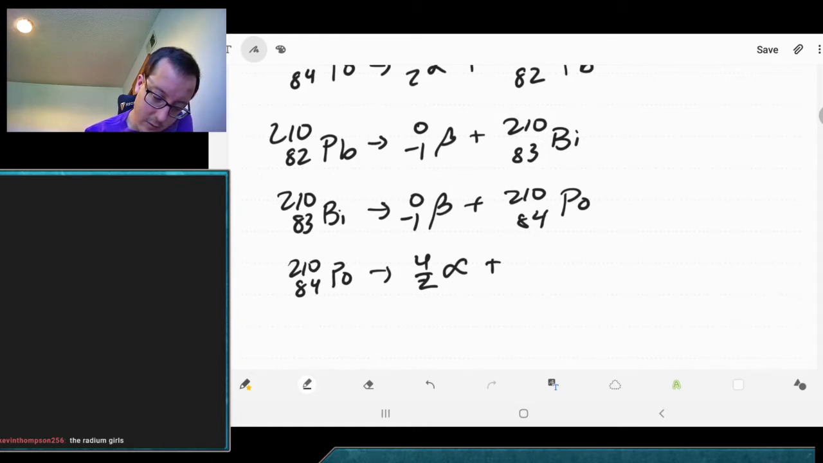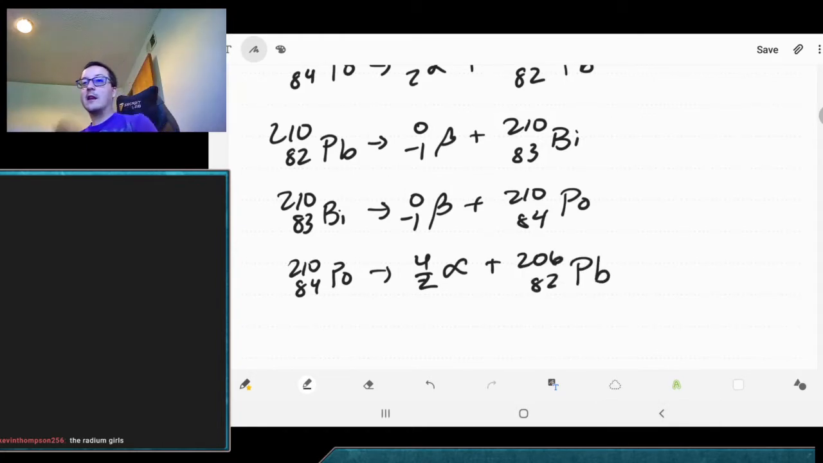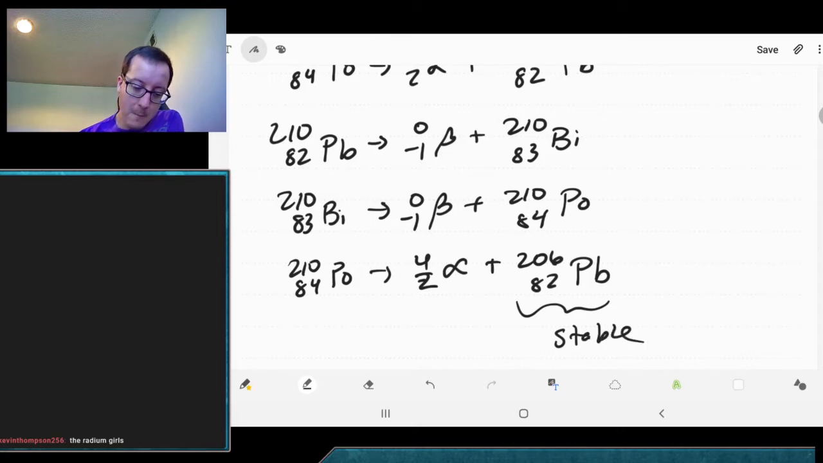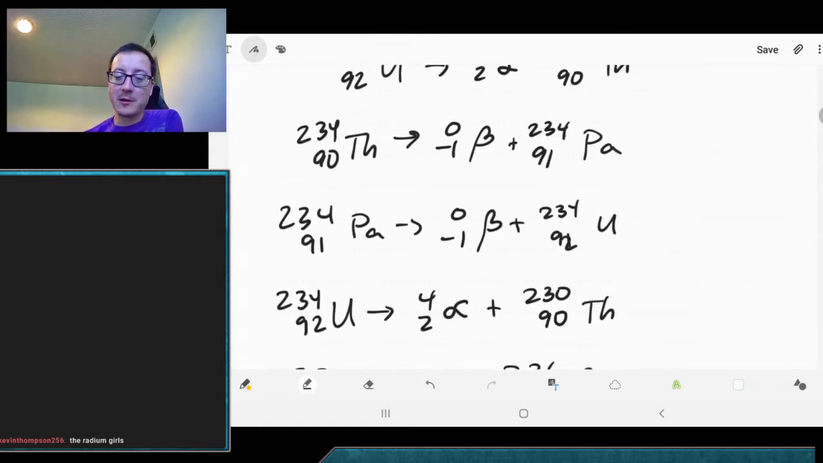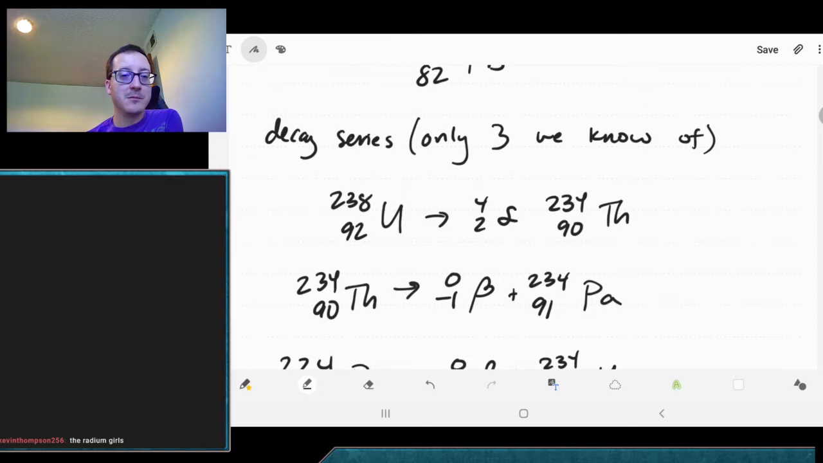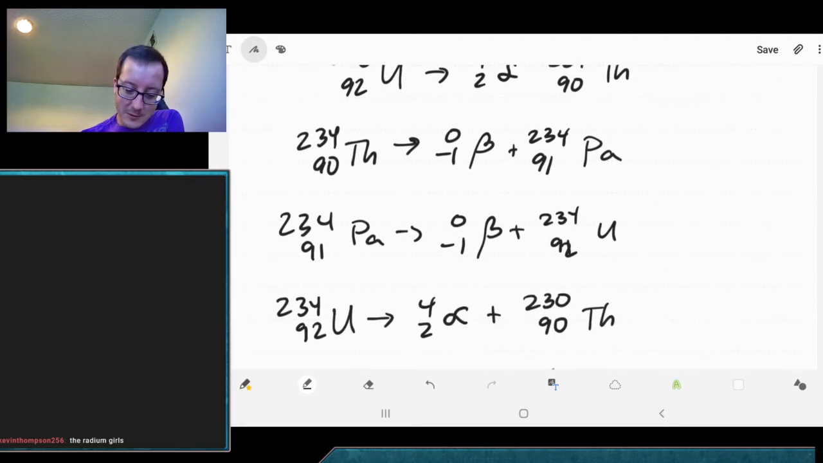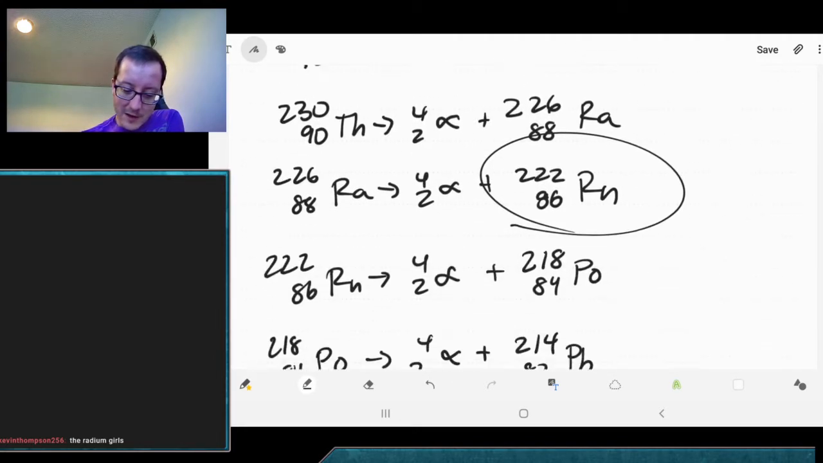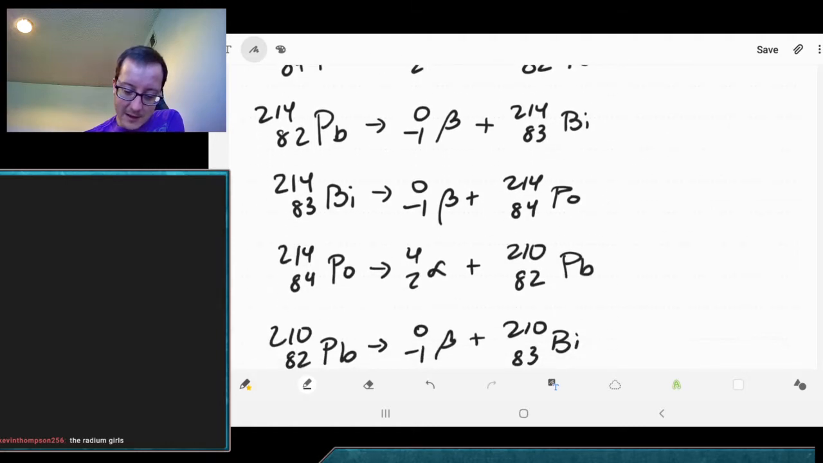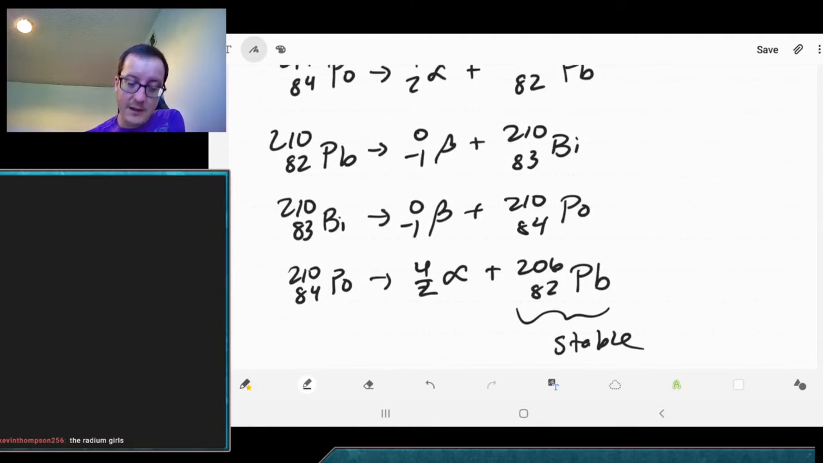206 lead. We did it, and that one happens to be stable. So lead 206 is stable. But look at how many reactions we've had to go through to get there. So we have 1, 2, 3, 4, 5, 6, 7, 8, 9, 10, 11, 12, 13 decays in order to get to where we need it to be. So uranium has a long way to go.